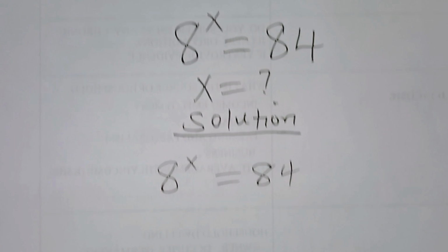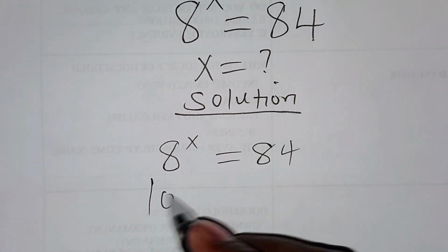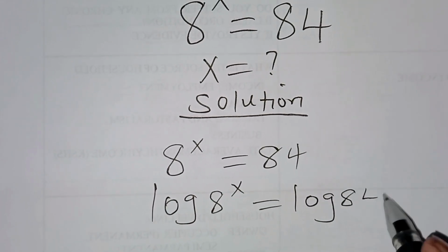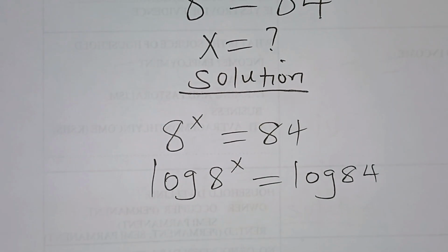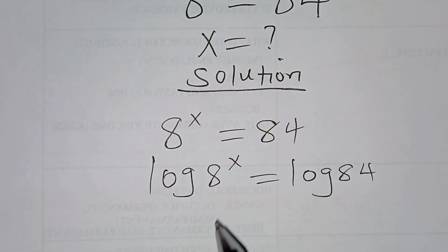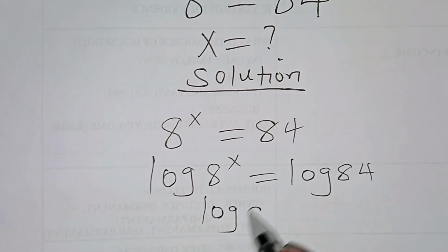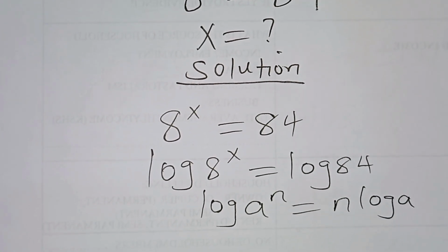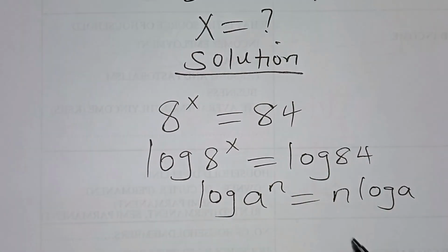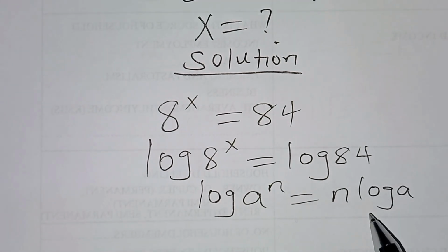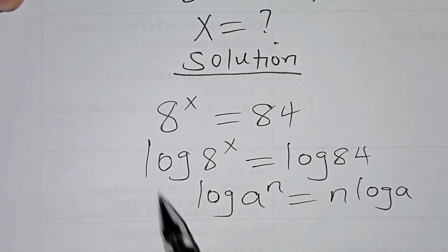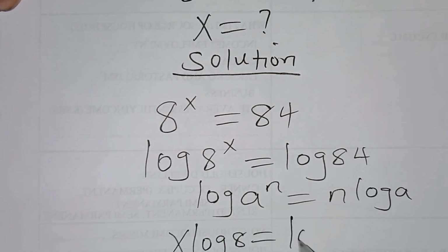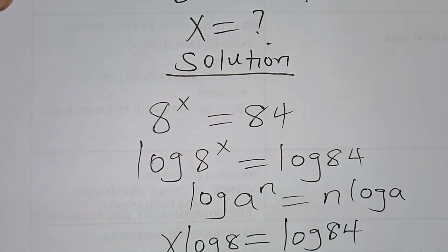To solve for the value of x, we introduce the natural logarithm on both sides. We have log 8 to the power x equal to log 84. The next step here, log 8 to the power x is actually the form of log a to the power n, which you can express as n log a. Applying this power rule property of logarithm, we'll have that log 8 to the power x becomes x log 8. This is equal to log 84.